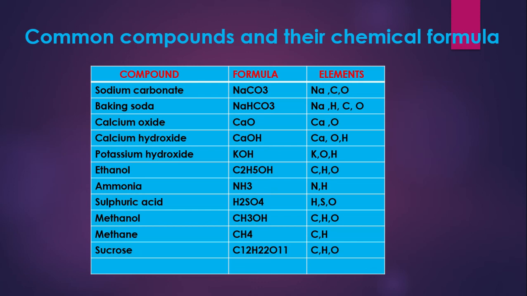Potassium hydroxide, KOH. Elements present are potassium, oxygen and hydrogen. Ethanol, C2H5OH: carbon, hydrogen, oxygen. Ammonia, NH3: nitrogen, hydrogen. Sulfuric acid, H2SO4: hydrogen, sulfur, oxygen. Methanol, CH3OH: carbon, hydrogen, oxygen. Methane, CH4: carbon and hydrogen. Sucrose, C12H22O11: carbon, hydrogen and oxygen.